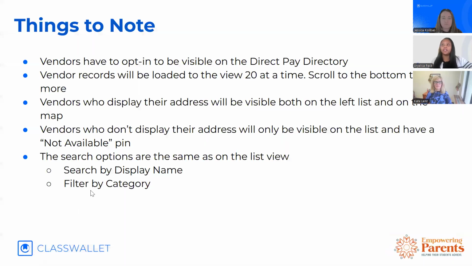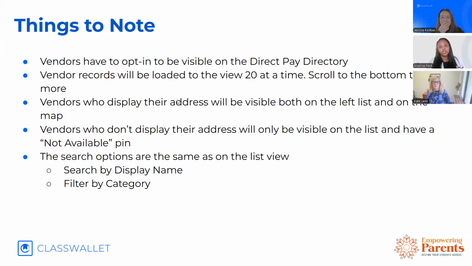Just want to add the things to note. Again, the vendors have to opt in to be visible, and the vendor records load 20 at a time, so as you scroll, they're continuously loading. Vendors that opt in to share their address will be visible on the list on the left, as well as showing their location on the right. Any vendors that do not opt in to show their address will be on the left-hand side with a not available pin.